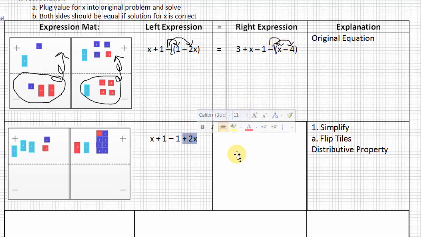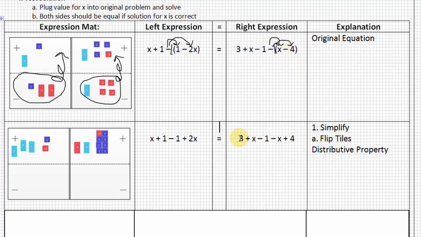On the right-hand side, we're going to keep the 3 plus x minus 1. And then we're going to distribute through. We know it's a sneaky 1 here. We're going to multiply what's in the parentheses. So here's that 3 plus x minus 1 that we're keeping. And then negative 1 times an x gives us a negative x. And negative 1 times a negative 4 gives us a positive 4.